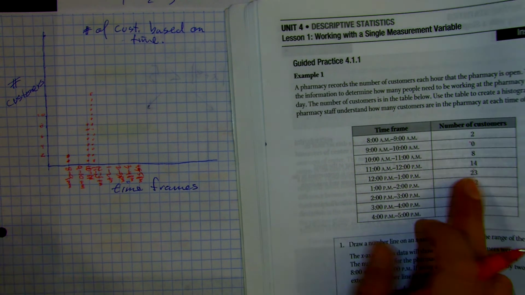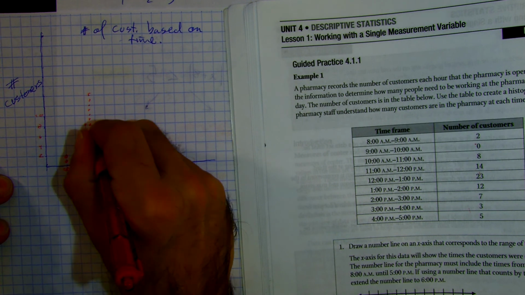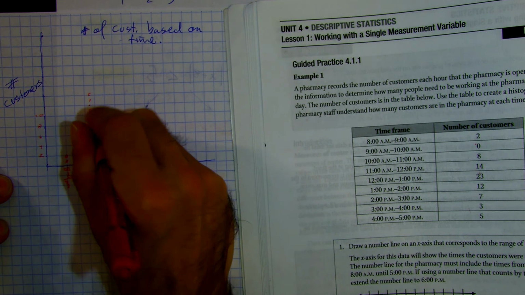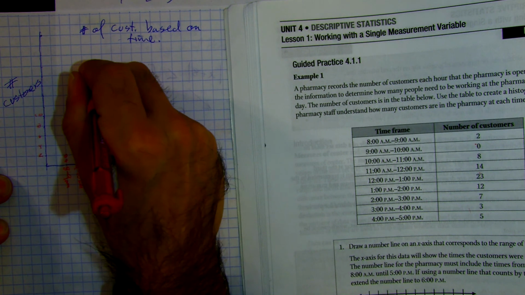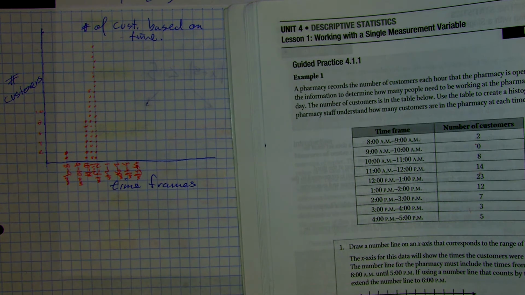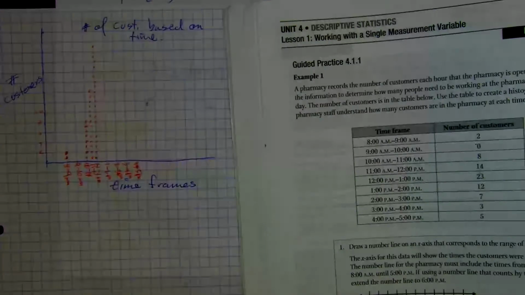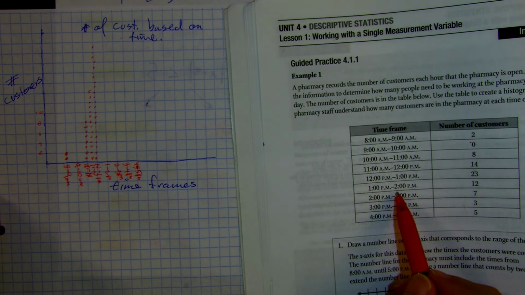All right, noon to 1, we have 23. That's our big one. 1, 2, 3, 4, 5, 6, 7, 8, 9, 10, 11, 12, 13, 14, 15, 16, 17, 18, 19, 20, 21, 22, 23. I don't know why my voice went higher. I'm just trying to wake you up. All right. So that is our biggest time frame.